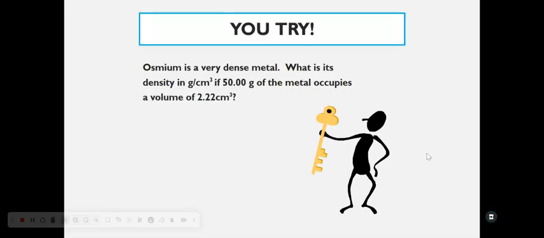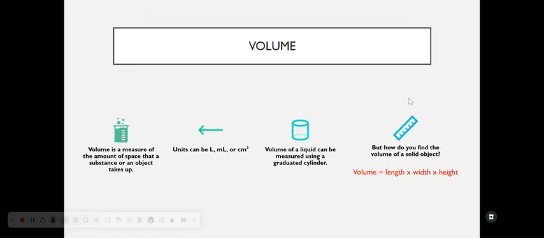Here's a few things for you to try. With each one, you should pause, do your work, and then check. The answer is here. So on this one, you put the mass over the volume, you'll solve for the density. Don't forget to show your formula, you're plugging in, and you're solving.